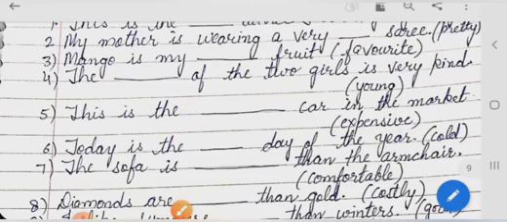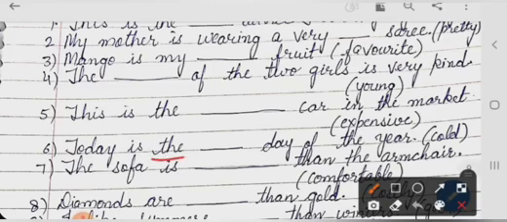Today is the dash day of the year. Coldest day. Again the word the is here, that's why you are using here superlative degree. Coldest day.